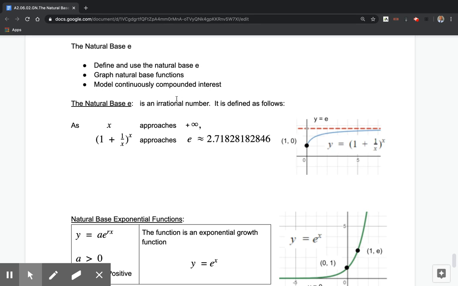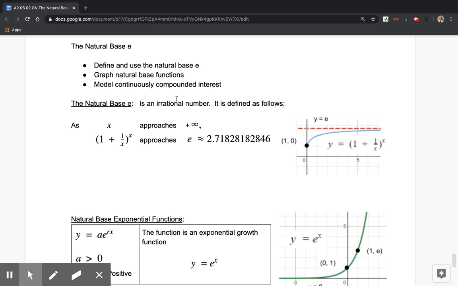Today we're talking about natural base E. We're going to define and use the natural base E, graph natural base E functions, and model continuously compounded interest. So that's what we can use it for. The natural base E is an irrational number. It is defined by the following equation.